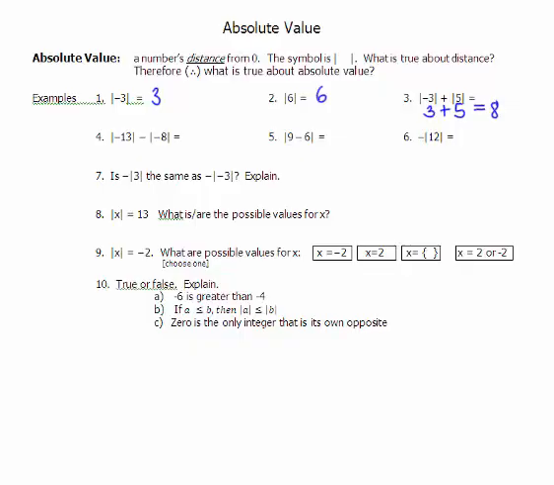Alrighty, so for 4, we get 13 minus 8, which is 5. For 5, we say the absolute value of 9 minus 6, which is 3. And the last one, you actually get negative 12.